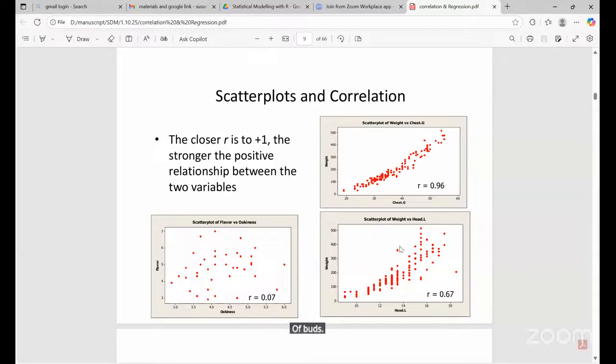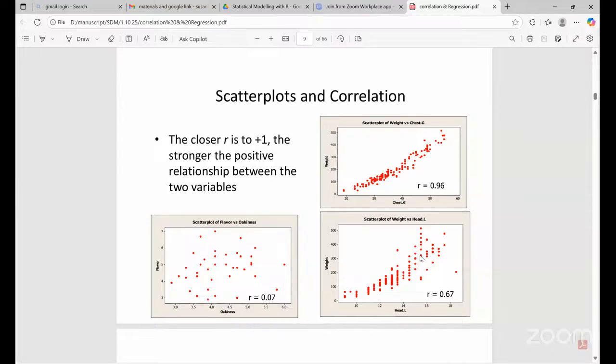Then when we look at the one on the left, it's a correlation between flavor and oakness. We find that the points are just a random scatter of observed values. The correlation is 0.07. It's very weak.